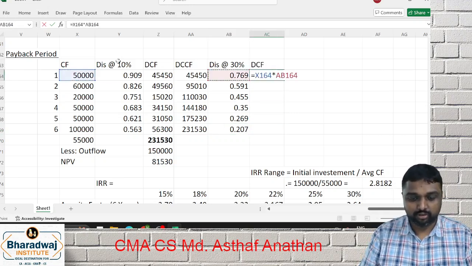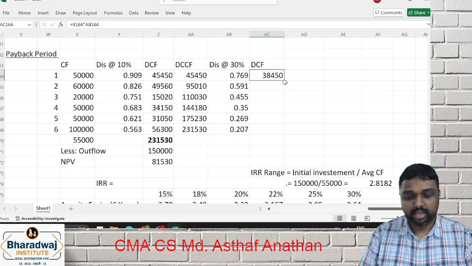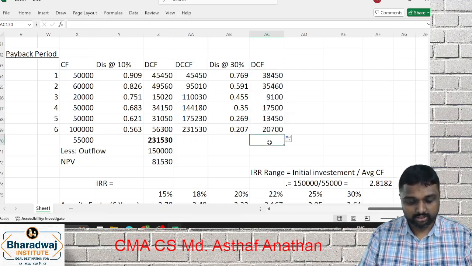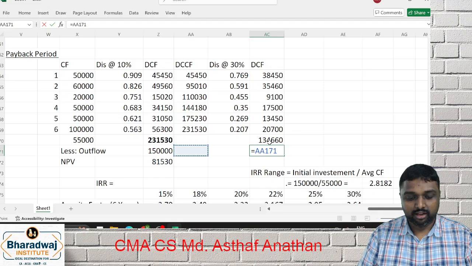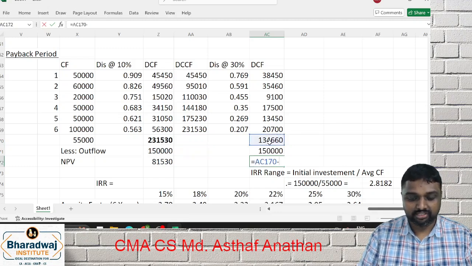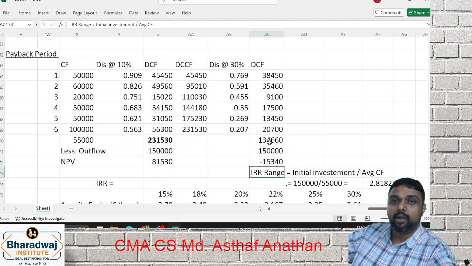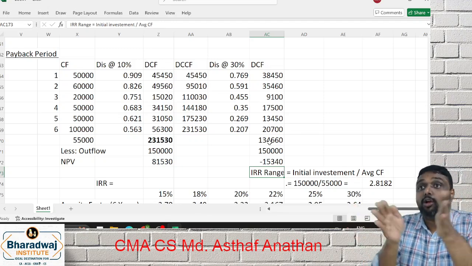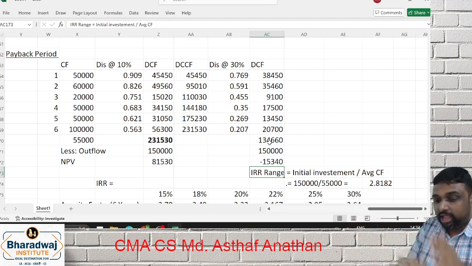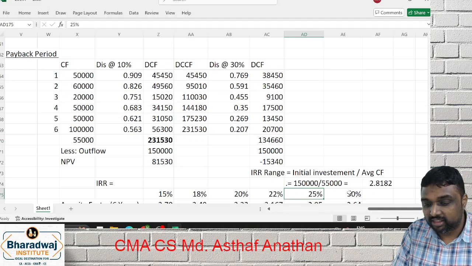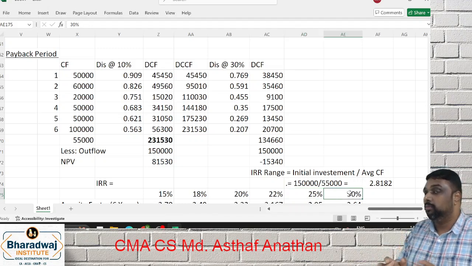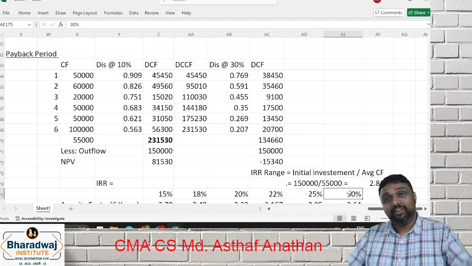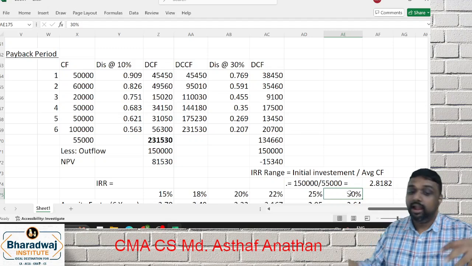This is your cash flow. This is your discount rate. Since I am using Excel, just scroll down. See, if you do this IRR range, definitely you will get one positive and one negative. But a more accurate answer will come if you take close numbers. If you take close numbers like 25 and 30, a more accurate answer will come. It will change slightly. So we discussed the IRR range and how to approach.